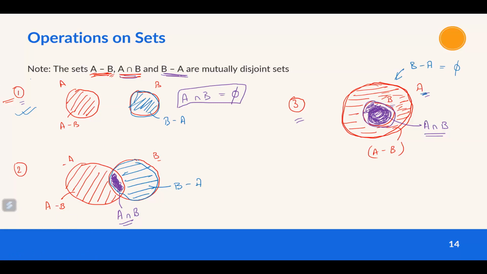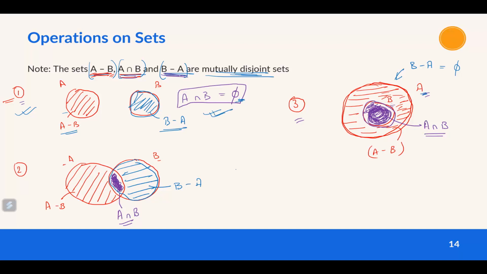Now, this note is saying that these three sets, A minus B, A intersection B, and B minus A are mutually disjoint. And what does mutually disjoint say? It says that there is no common element between these three sets, A minus B, A intersection B, and B minus A. You see, this is the set A minus B, this is the set B minus A, and there is no element in A intersection B. And you see, there is no overlap between these three sets. So they are mutually disjoint in this example.